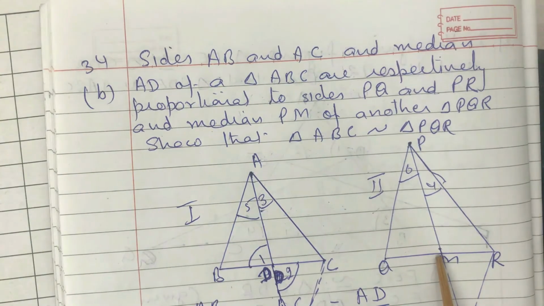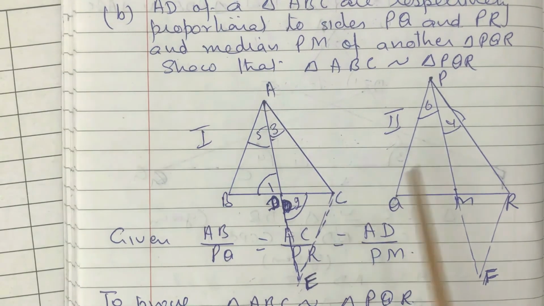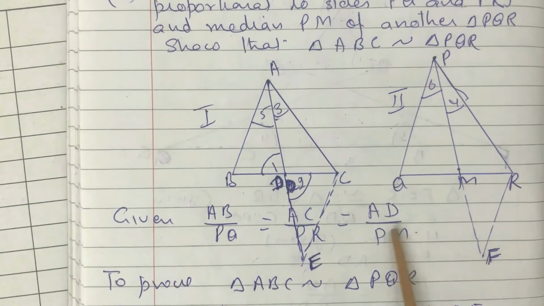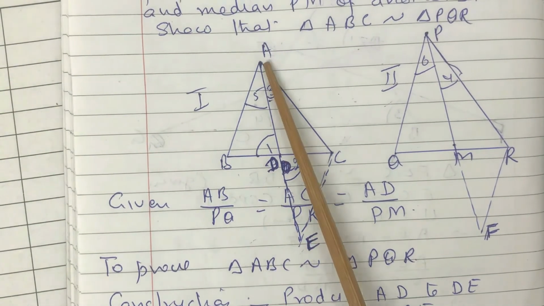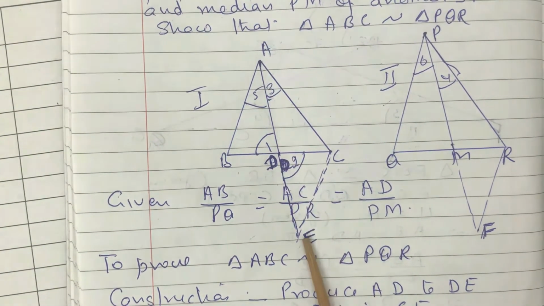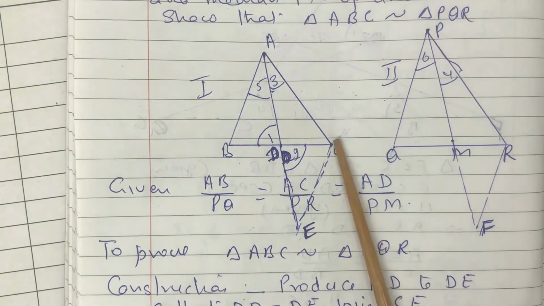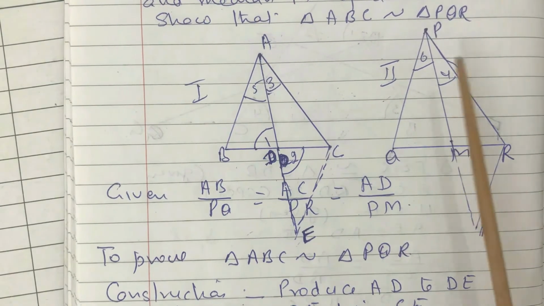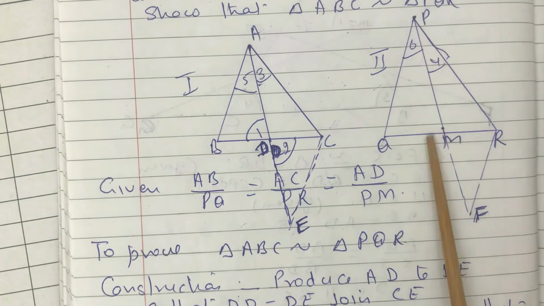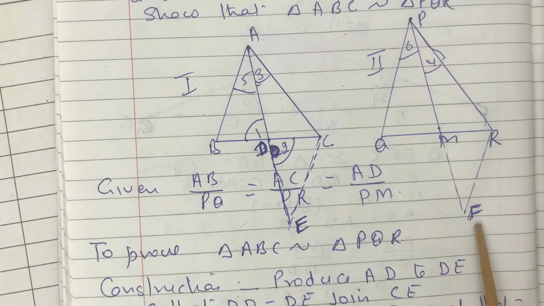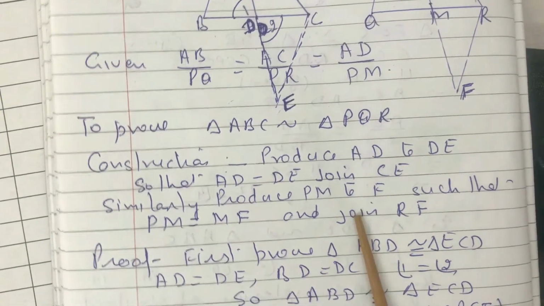So this is given to us. I am to prove this ABC is similar to triangle PQR. This is what I want to prove. And in this we have done a construction. You will produce AD to E so that AD is equal to DE and join this EC. Similarly, you will produce PM to F so that PM is equal to MF and join this RF. And this is what we have done in the construction.